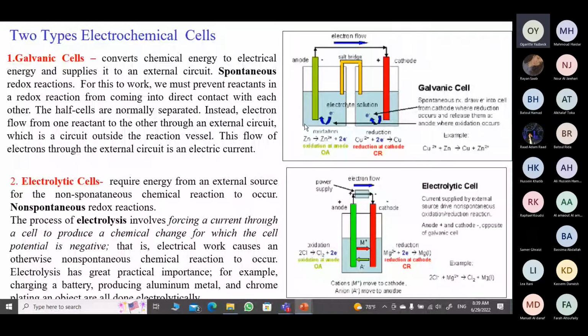Electrolytic cells, unfortunately, we don't really talk about them much, although they are very, very useful. We use galvanic cells for batteries and generating energy, which is why they're more important. But electrolytic cells are cells which drive non-spontaneous reactions, and energy is required from an external source for the reaction to actually take place.